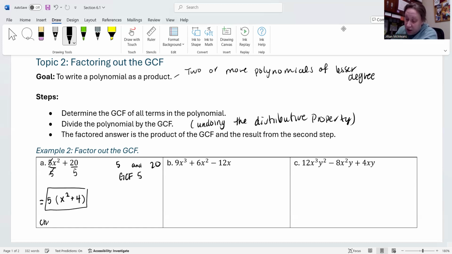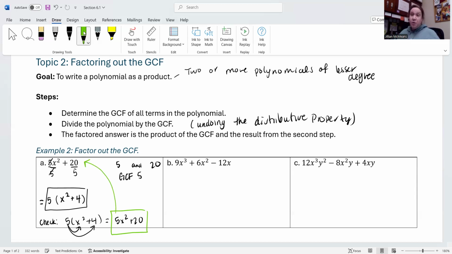Now, if I wanted to check this, I could. I would just distribute 5 times x squared plus 4. So I'm going to multiply x squared and 4 by 5. 5 times x squared is 5x squared. 5 times 4 is 20. And if you look at this right here, it is exactly what we started with. So we've proven that we really are just undoing the distributive property. Anytime you factor out a GCF, it's just the distributive property in reverse.